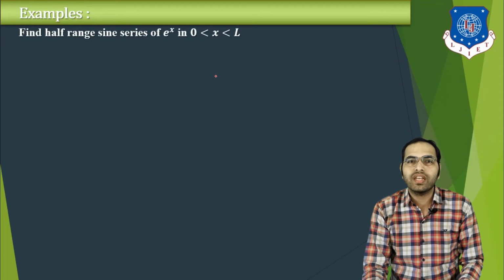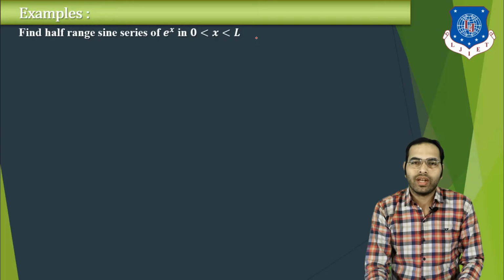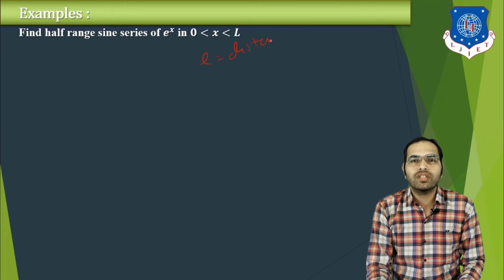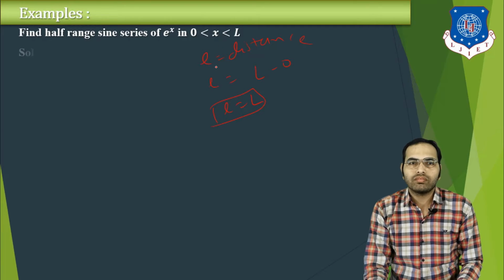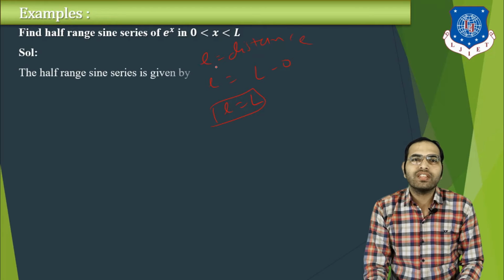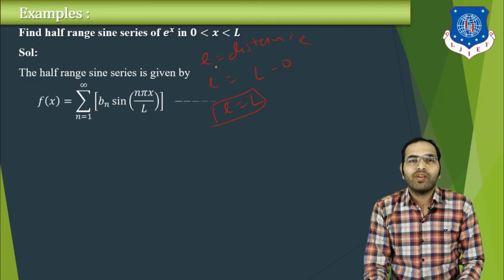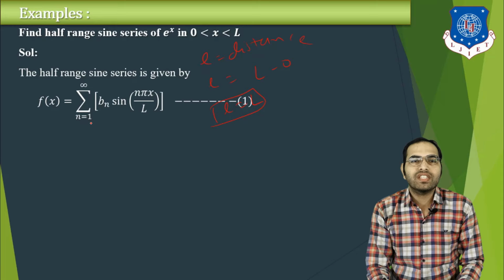Find the half-range sine series of the function e raised to x where the interval is 0 to L. Firstly, we have to find the value of L. Then we have the formula L equal to distance. Then L equal to distance which is L minus 0. Then small l equal to capital L. Then the half-range sine series is f of x equal to summation where n runs from 1 to infinity of bn sin n pi x by L. Here we use capital L because small l equal to capital L.